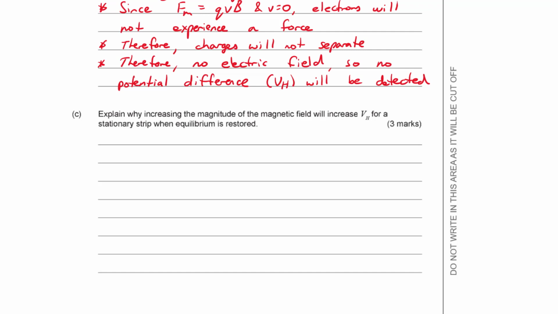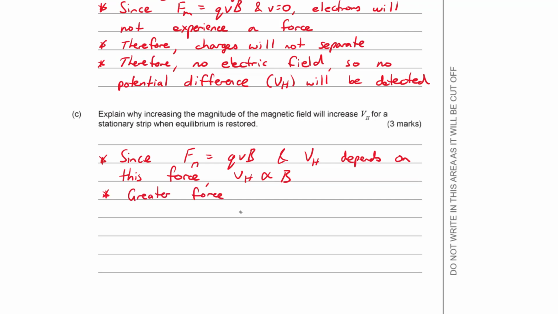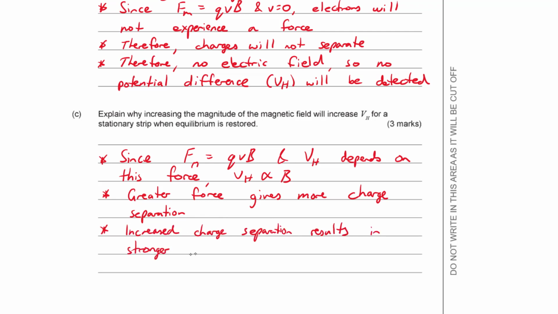So what I would say is, since the magnetic force is equal to QVB and the Hall voltage depends on that force, which we've already talked about above, then we can say that the Hall voltage is proportional to the magnetic field that it's under. So if you increase the magnetic field, you give a greater force, and that gives more charge separation, and therefore a stronger electric field and a larger potential difference. Okay, so there's that one.